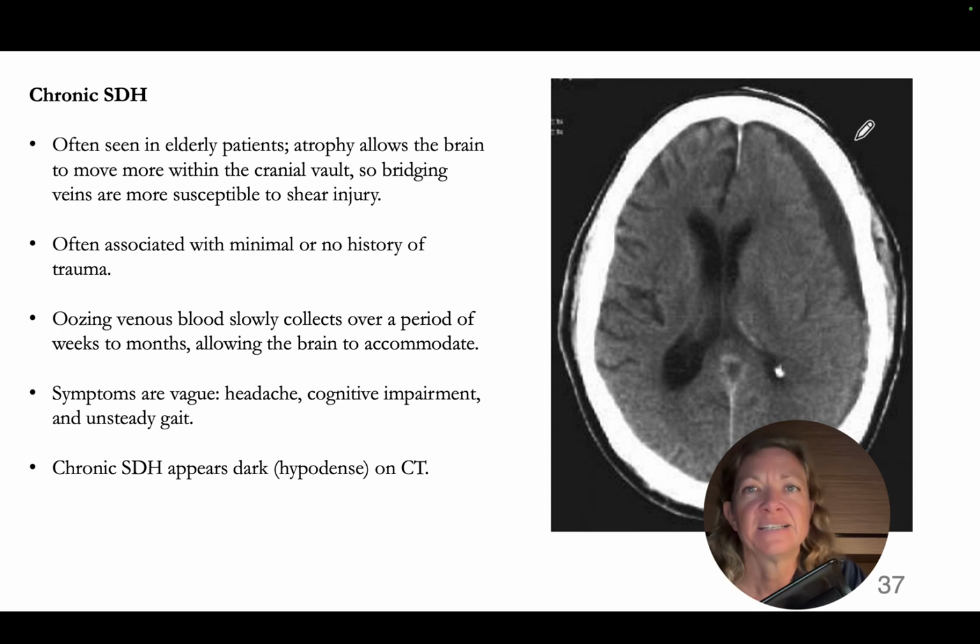So the brain does a good job of compensating, right? That means that the symptoms tend to be slow onset and vague. And they're things like a headache, mild cognitive impairment, and unsteady gait. So this chronic subdural hematoma appears dark or hypodense on CT.